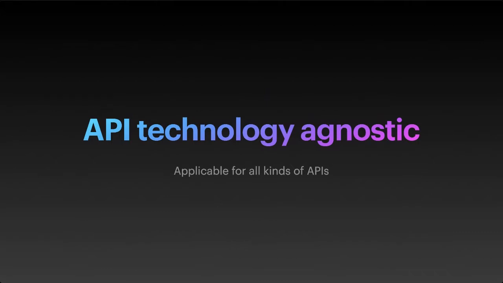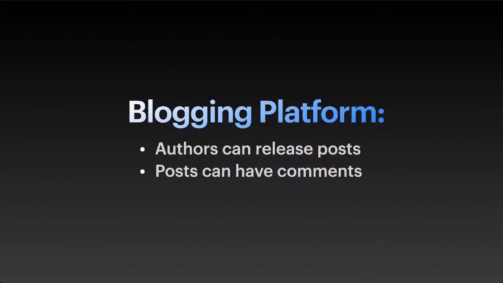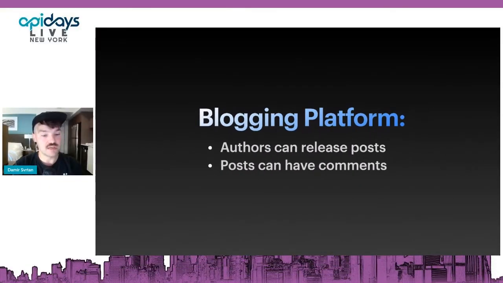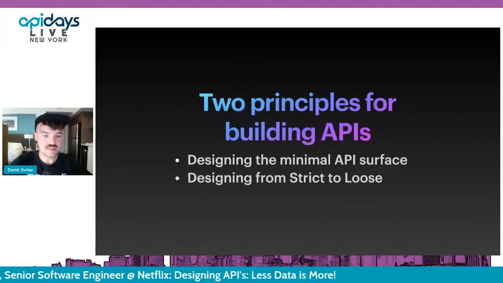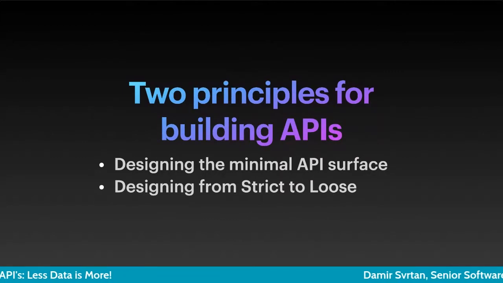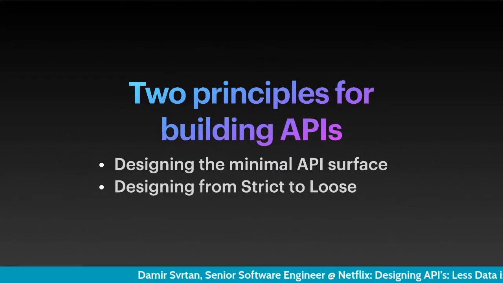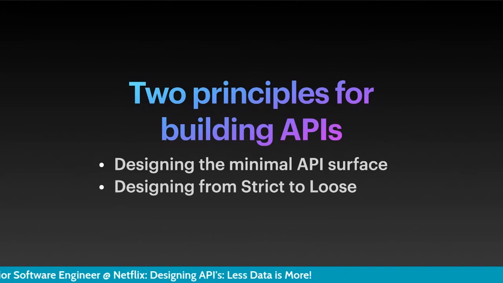And through this talk, we're going to be building a blogging platform, something similar to Medium or DevTube. Now, the blogging platform will have a couple of entities and relationships. So it'll have authors that can release posts, and it's going to have posts that can have comments. So it's going to be fairly simple. Now, I will talk about two principles for building APIs. The first one being designing the minimal API surface, or how not to overexpose data on your APIs. And then designing from strict to loose, or how to avoid building extra flexibility that nobody asked for.